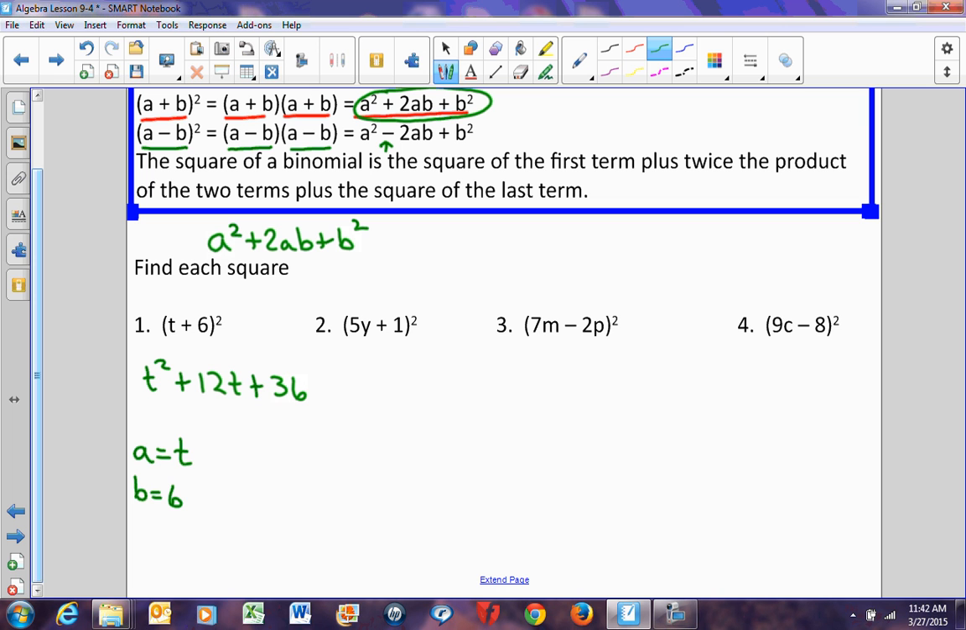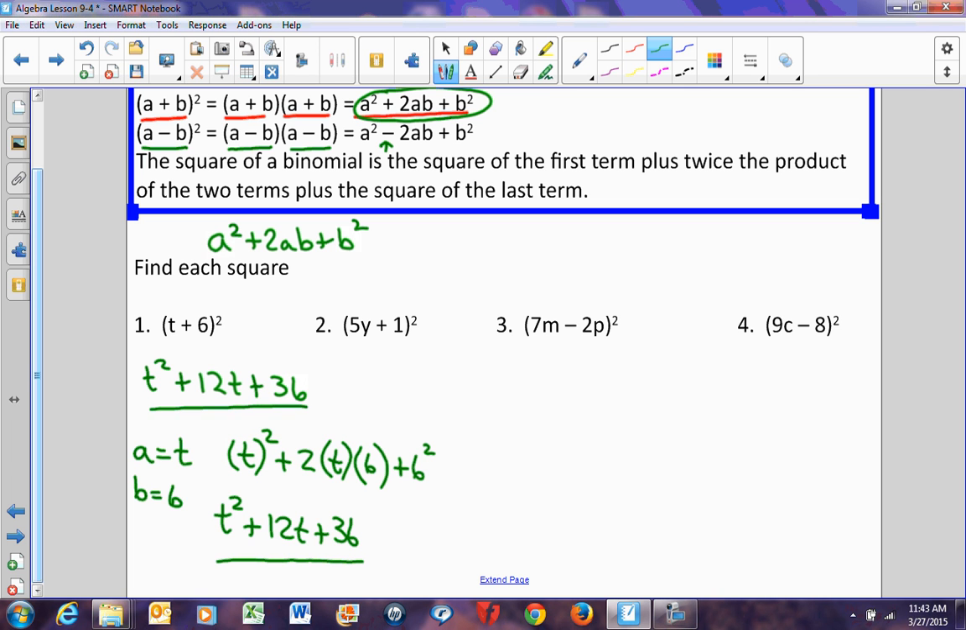It tells me to take a and square it. So my a term is t. I'm going to square it. And it says add 2 times my a term, which is t, times my b term, which is 6. And then it tells me to take my b term, which is 6, and square it. So I get t squared plus 6 times 2 is 12t plus 6 squared is 36. That's how I got to this answer right here so quickly.